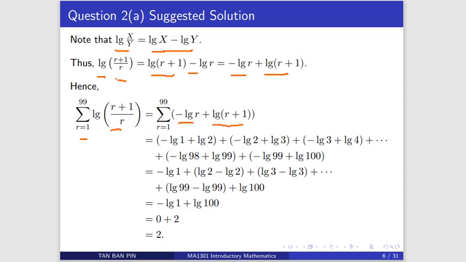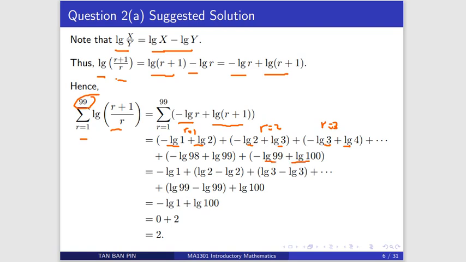After that, you sub r as 1. If you sub r as 1, you get minus log 1 plus log 2. If you sub r as 2, you get minus log 2 plus log 3. If you sub r as 3, you get minus log 3 plus log 4, and so on until 99. So it gives you minus log 99 plus log 100.